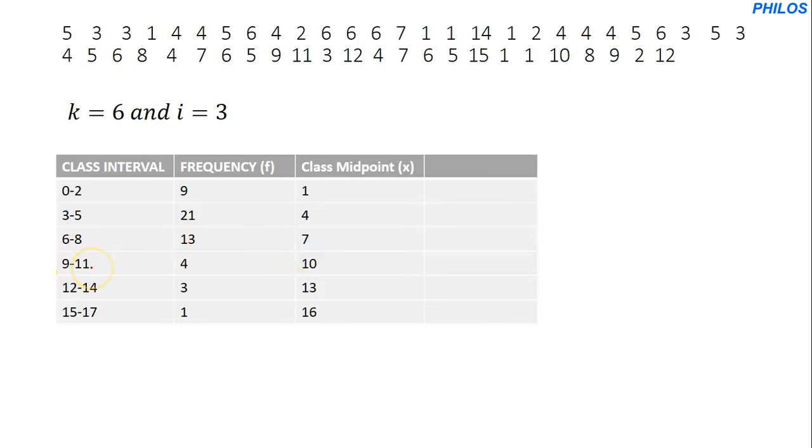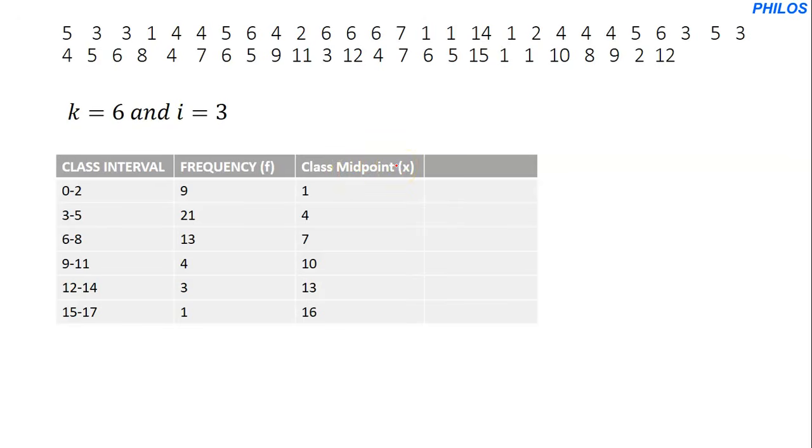9 plus 11 gives you 20. 20 divided by 2 gives you 10. 12 plus 14 gives you 26, and 26 divided by 2 gives you 13, right? 15 plus 17 gives you 32, and 32 divided by 2 gives you 16. So that's how we find the class midpoint. Another name for the class midpoint is class mark. That's why I've written x here. In case you want to find your mean and you need the sigma fx, this is what you are going to consider as your x, the class midpoint. So it's also known as class mark.